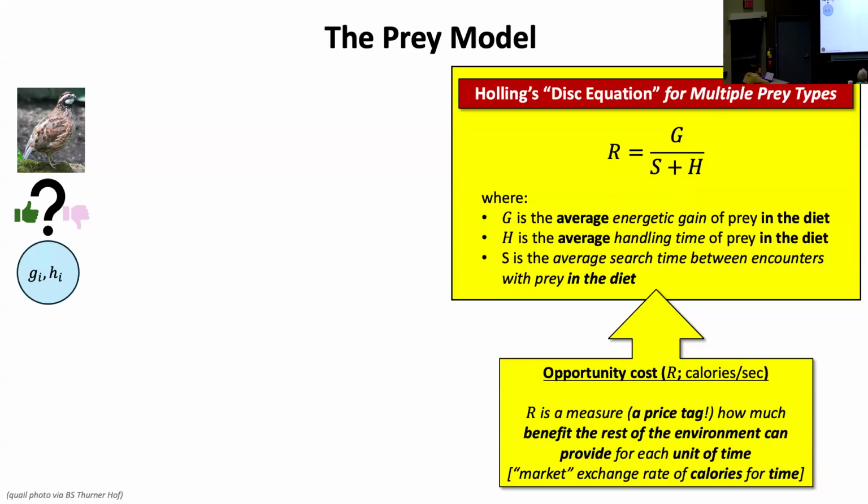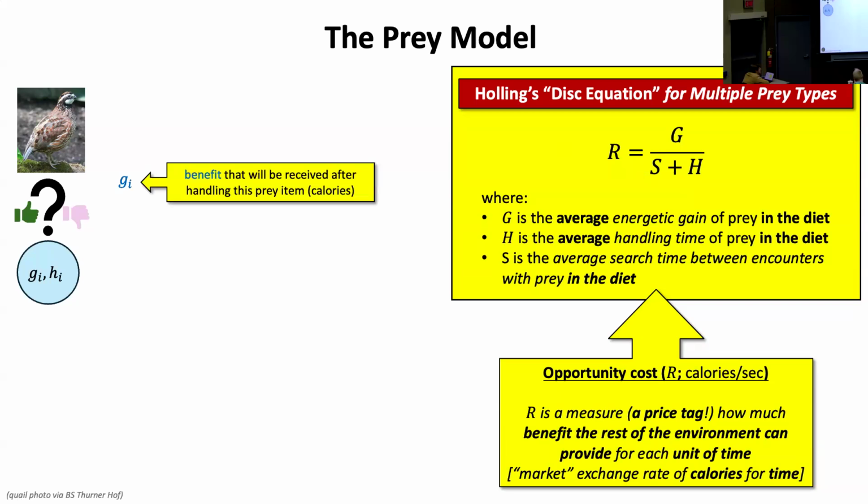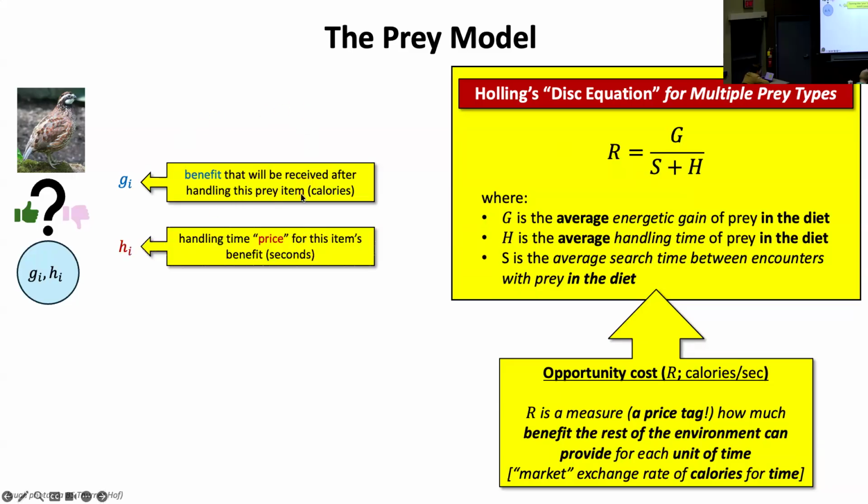That's the basic idea behind the prey model, which is just an extension of the idea in the marginal value theorem. So we're going to think, for every prey that you come about, so this quail sees this prey, and it has some way to estimate the gain it's going to get out of that, the calories it's going to get out of it. It recognizes that's a mealworm. And so that's the benefit that'll be received after handling it. But then this is how much time it's going to pay in order to receive that benefit.